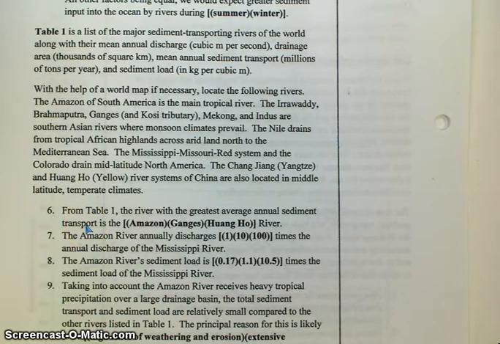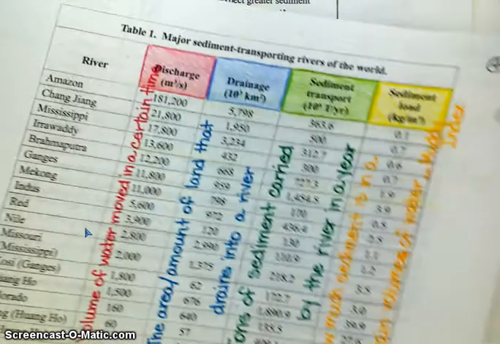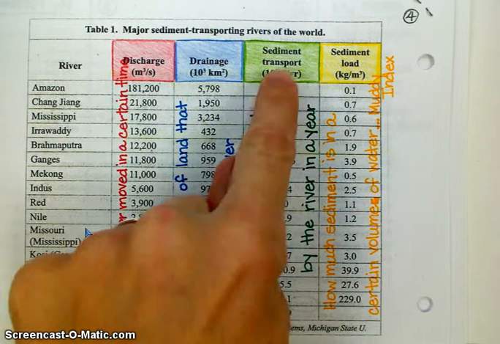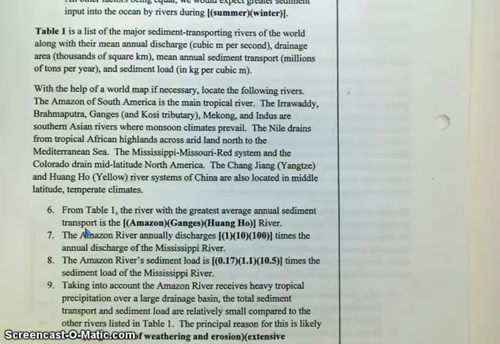From Table 1, the river with the greatest annual sediment transport is, what is it? The Amazon, the Ganges, or the Huanghe River? All right, go to your table, and sediment transport is this third column. So if you look down the column, find the largest number in that third green column, and it's 1,890.9. And that is the Huanghe River. So the Huanghe is actually transporting the most sediment per year.